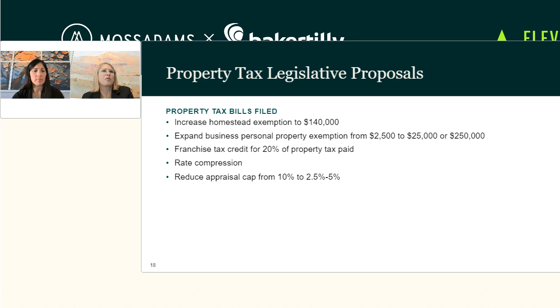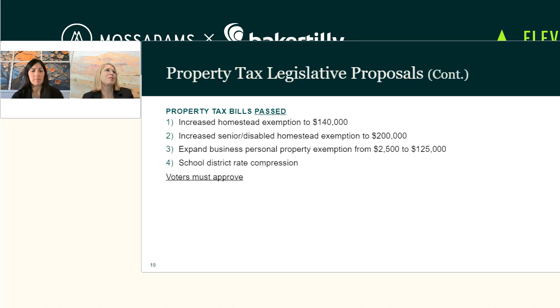Timing here today, we won't go through the 3,399 maybe that didn't pass, but with respect to property tax, this is what landed. So an increase of the homestead exemption, the rate compression, et cetera here. So always a personal interest for people that have this applying to them with respect to property tax.